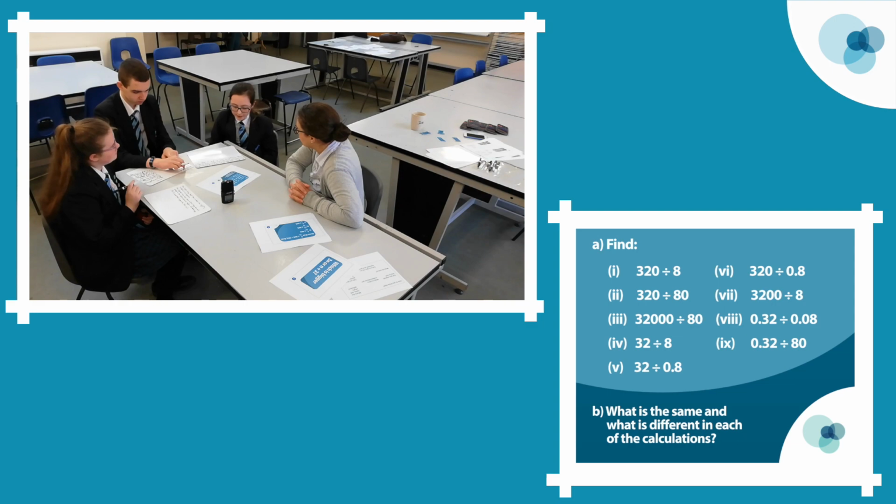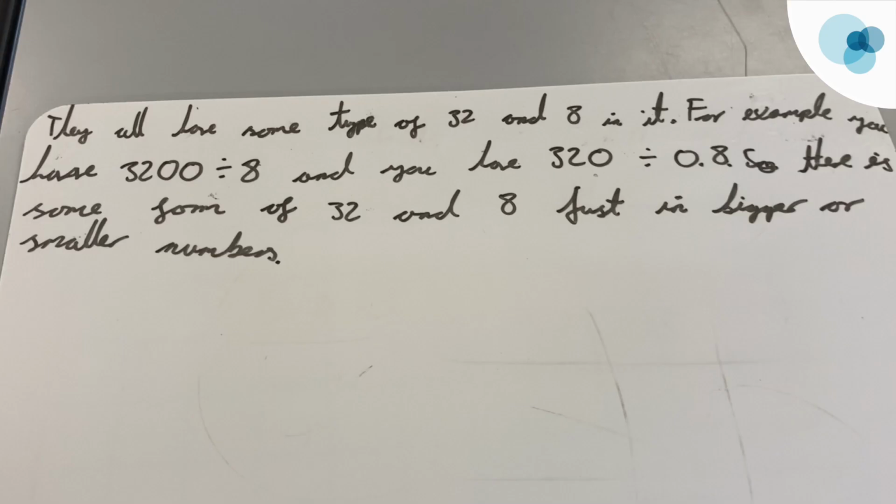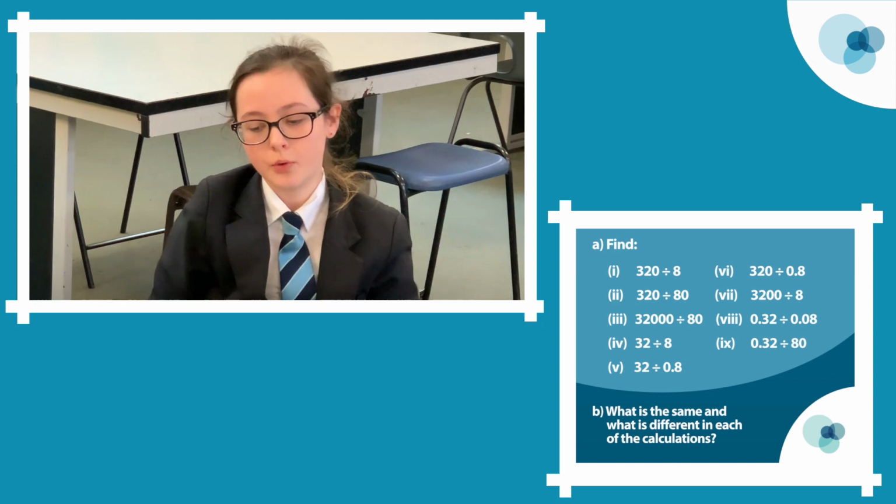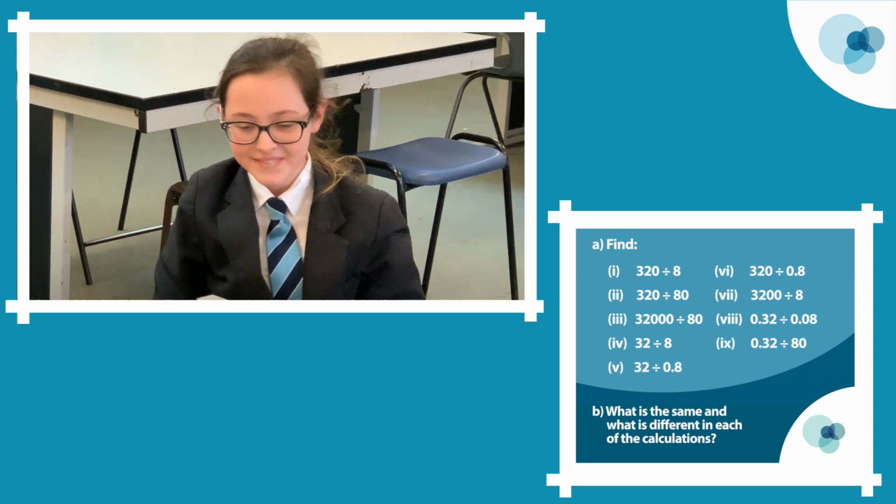Okay, well, I put that they all have some type of 32 and 8. Like, you could have 320, which has 32 in it, just as a bigger number. And then you have 0.8, which has an 8 in it, just as a decimal. Good. Thank you, Jasmine.